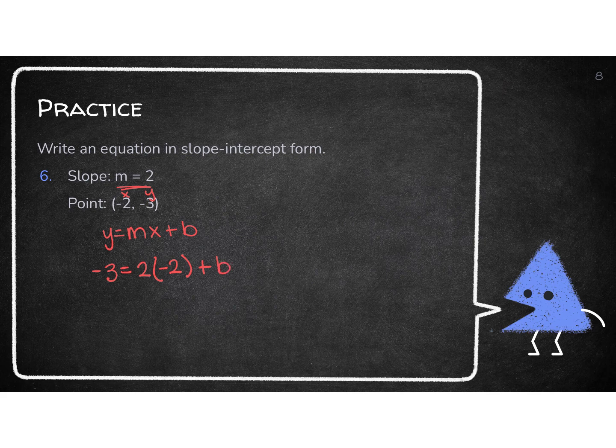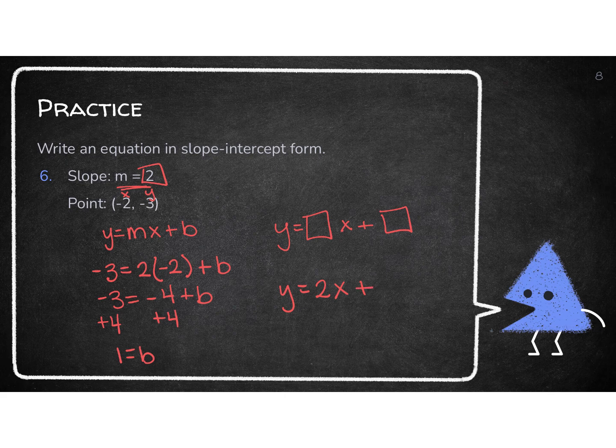So we need to solve for that b because we're trying to get y equals some number times x plus some number. That's what our final answer should look like. So let's simplify and figure it out. I have 2 times -2 is going to give me -4. So to get a -4 to the other side, we're going to add 4. So I'm going to get 1 equals b. I'm still not in that form. So I'm going to rewrite y equals m. My m I already knew all the way up here. It was 2 times x plus your b, which we just found out was 1.